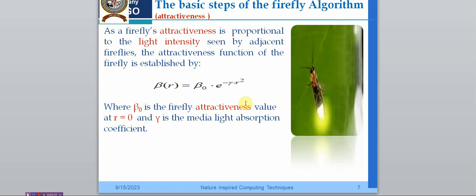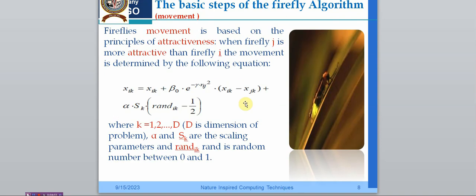Then we move to the basic steps of this Firefly algorithm. As a firefly's attractiveness is proportional to the light intensity seen by the adjacent fireflies, the attractiveness function can be established by the equation beta of r equal to beta 0 into e to the power minus gamma into r square. Here beta 0 is the firefly attractiveness value at r equal to 0, and gamma is the media light absorption coefficient. Light will be absorbed in the media, and that coefficient is represented by gamma.